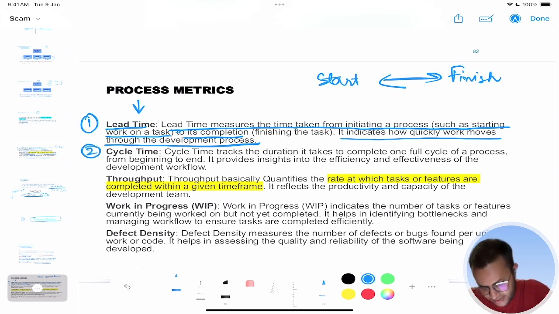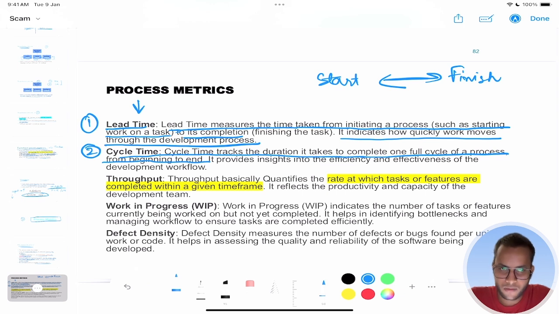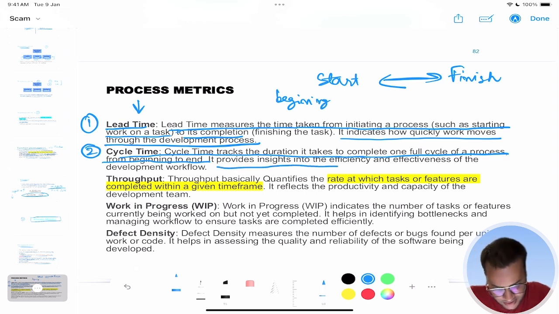The second metric is the cycle time. Cycle time tracks the duration it takes to complete one full cycle of a process from beginning to end. For example, if we are developing a particular module of a software, and for that we need to complete a process, the time taken from the beginning of the process to the ending of the process is called the cycle time. It provides insights into the efficiency and effectiveness of the development workflow. This metric is used to measure the efficiency and effectiveness.